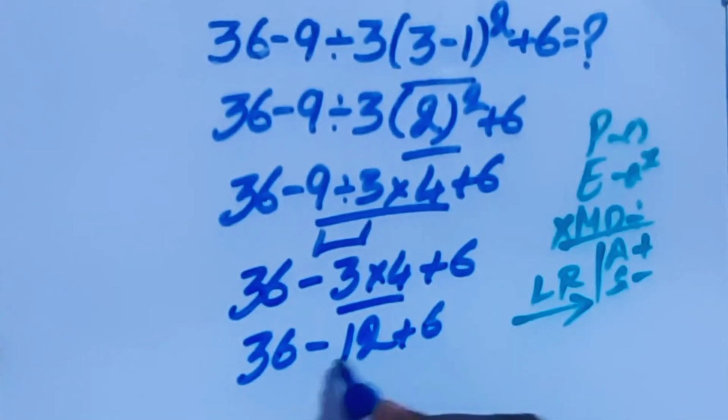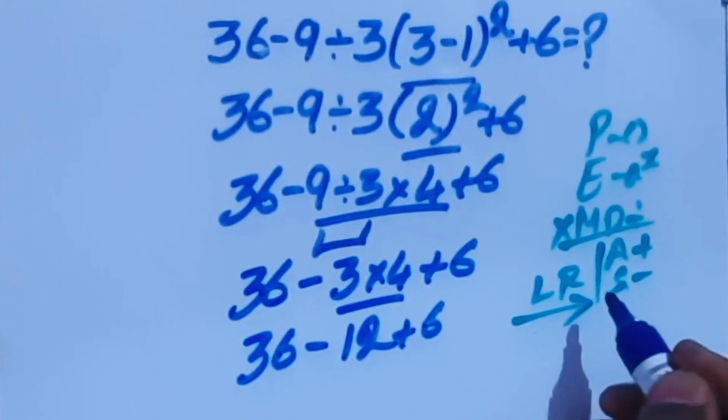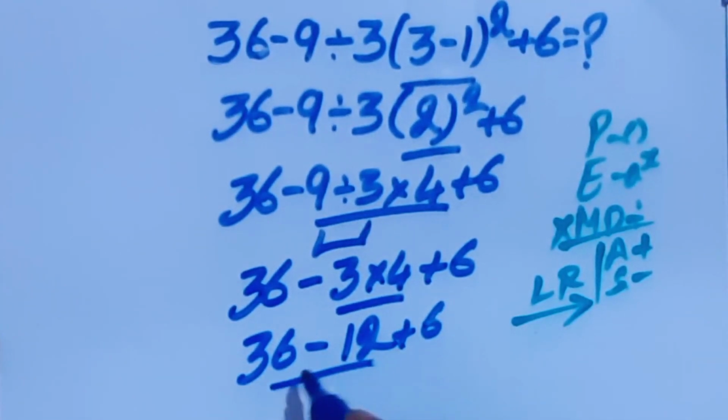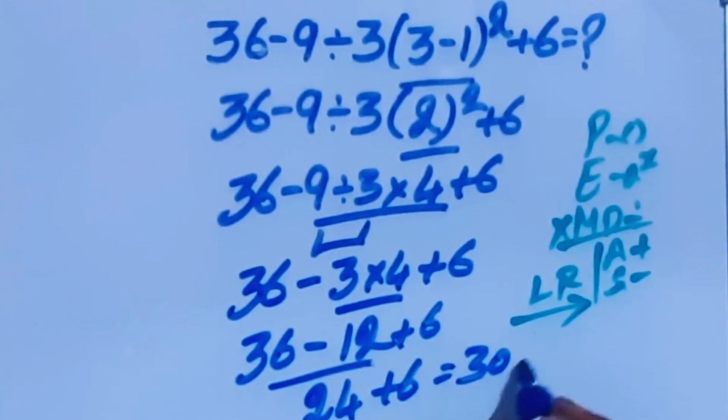Here we have addition and subtraction. Both are equal priority. For equal priority, we have introduced left to right. Here left to right is 36 minus 12. 36 minus 12 is 24 plus 6. Here 24 plus 6 is 30, which is the correct answer.